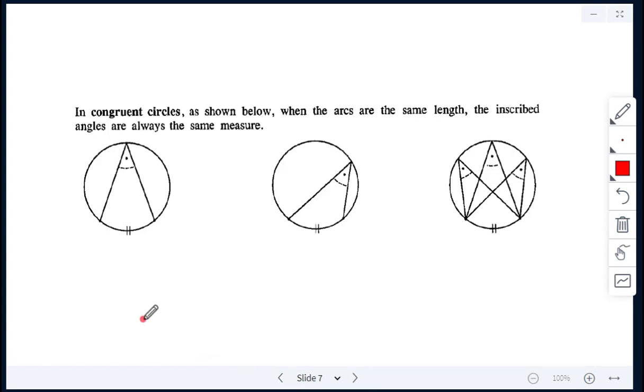Okay, these are showing congruent circles, shown by the double dashed line here. When the arcs are the same length, so this arc and this arc, they're all the same length, the inscribed angles will always be the same. So as long as the arc is the same, these inscribed angles will be the same. These three are the same as this one.